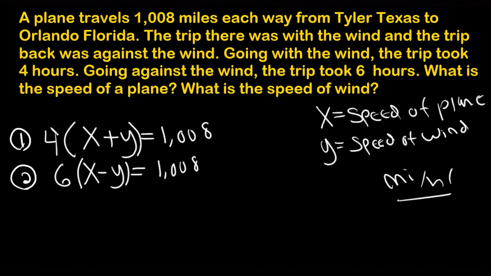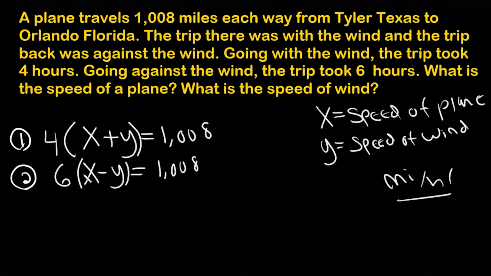Now, before you go ahead and distribute this 4 inside, the 6 inside, think about an easier path you could take. This 4 is being multiplied by everything inside. This 6 is being multiplied by everything inside. So what is the opposite of multiplication? Division, right? So I could actually take equation 1 and divide both sides by 4, and then I'd be left with x plus y on the left-hand side.